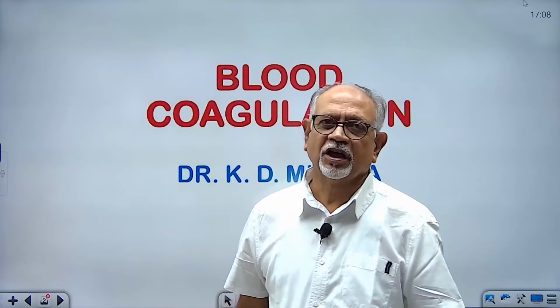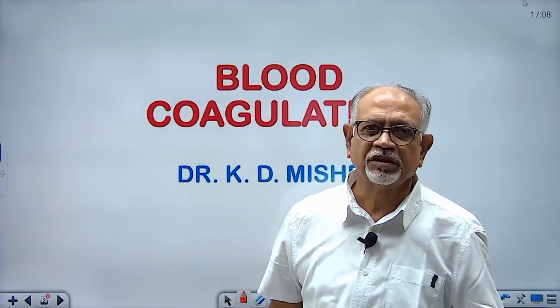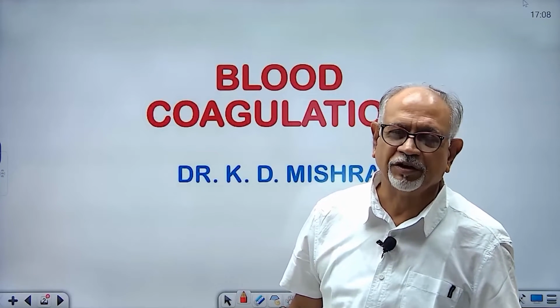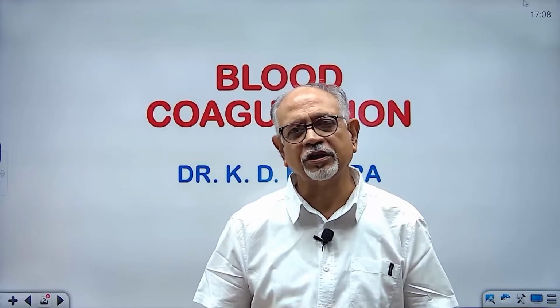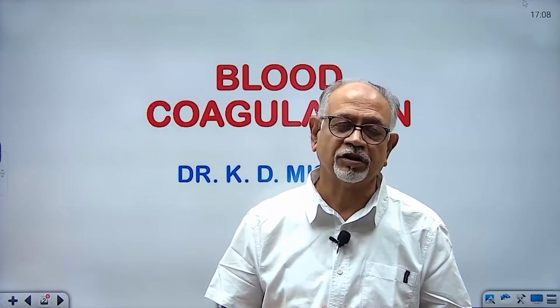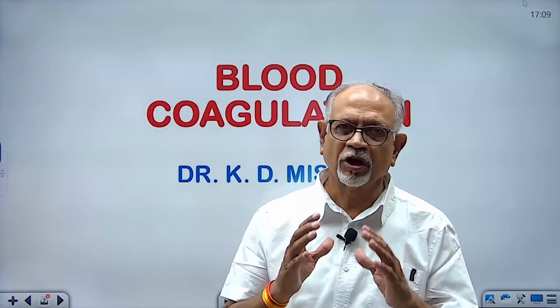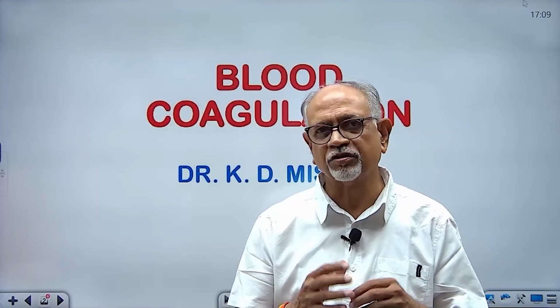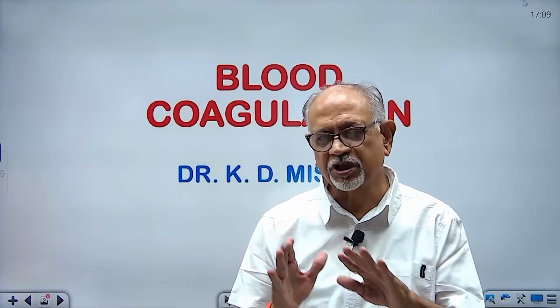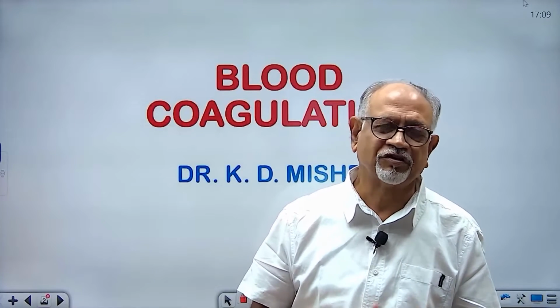Mishra and today we will discuss blood coagulation, that is clotting of blood. When there is a cut in some part of the body, the blood starts flowing, called hemorrhage. To control that, blood coagulation should be there, a clot should be formed to check the hemorrhage of blood. So, today we will discuss blood coagulation.